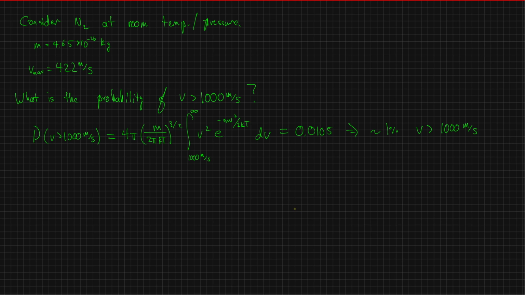D of V has a defined value. Yes, it does. Okay, so that's all we've got for now on the Maxwell-Boltzmann distribution.